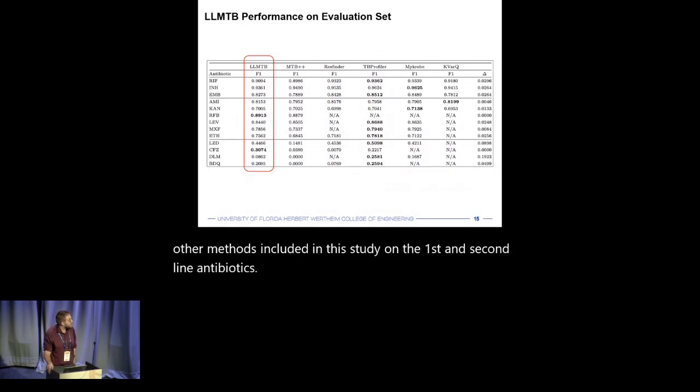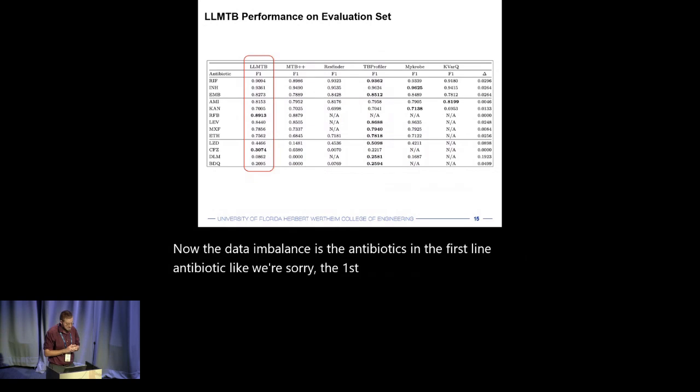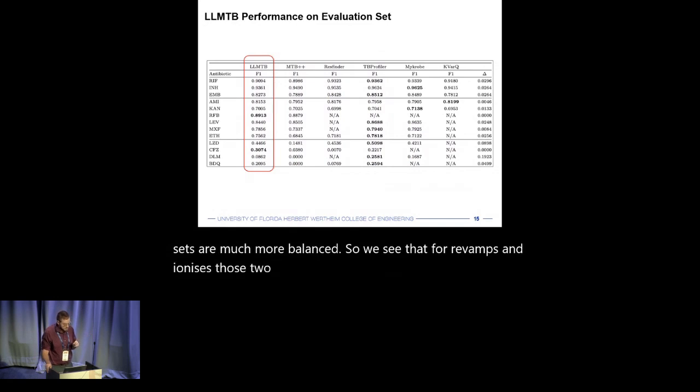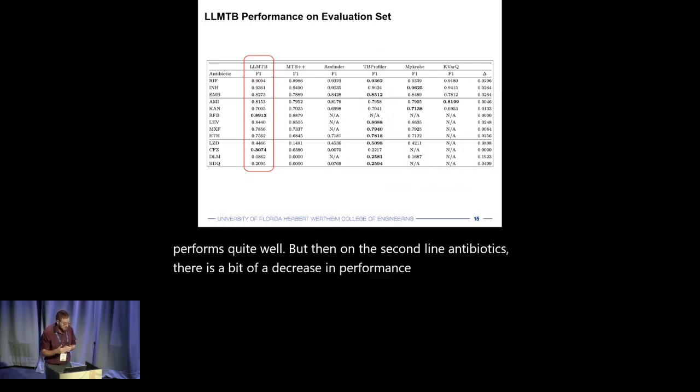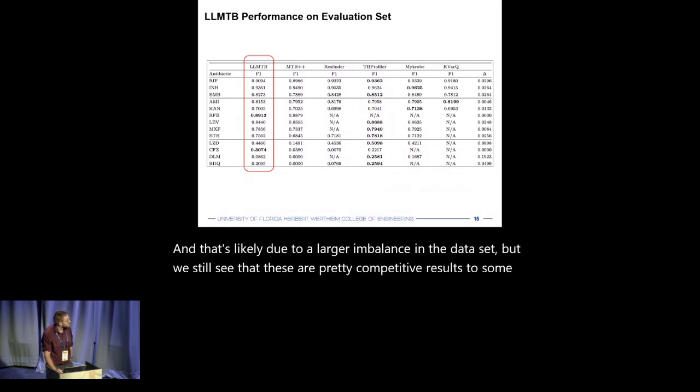Now the data imbalance is the antibiotics in the first line, the data sets are much more balanced. So we see that for rifampicin and isoniazid, those two top rows, the model performs quite well. But then on the second line antibiotics, there is a bit of a decrease in performance, and there's a larger spread, and that's likely due to a larger imbalance in the data set. But we still see that these are pretty competitive results to some of the other methods.